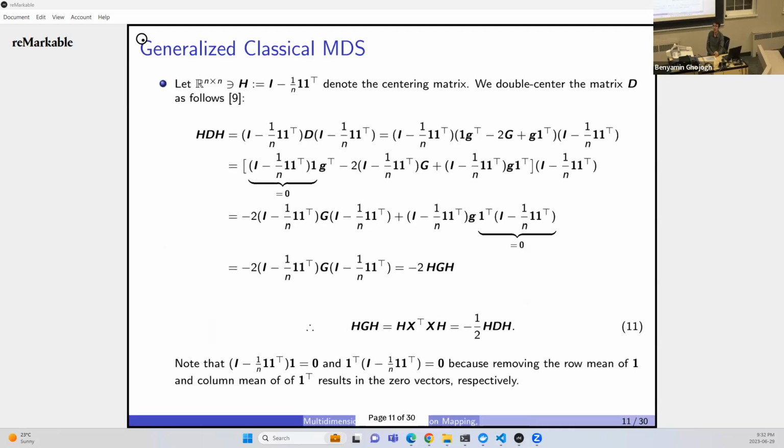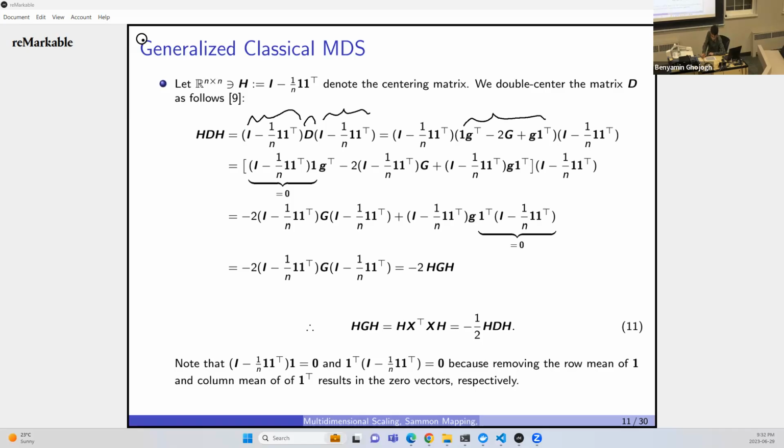Now I want to prove an important formula in machine learning. You might be wondering why we didn't see these formulas in machine learning before. These are the important formulas in machine learning. You should know these in order to claim that you know machine learning. So one of the important formulas we are deriving is HDH. H is a centering matrix, and D is what we had in the previous slide. We just showed that it is 1 g transpose minus 2G plus g 1 transpose.